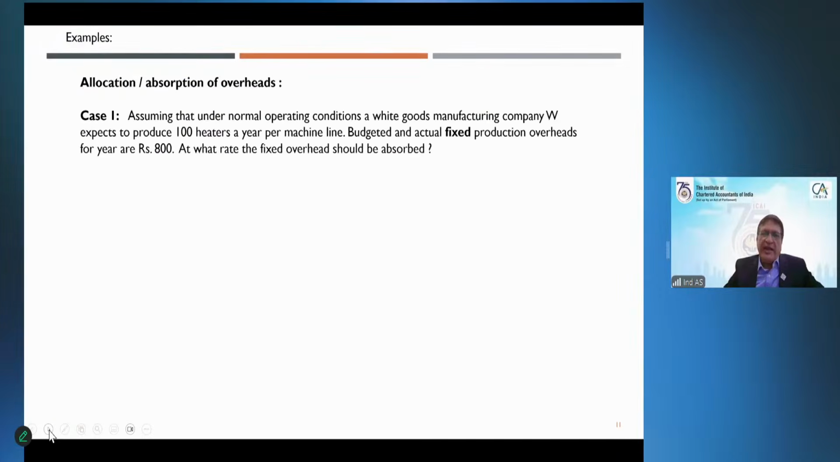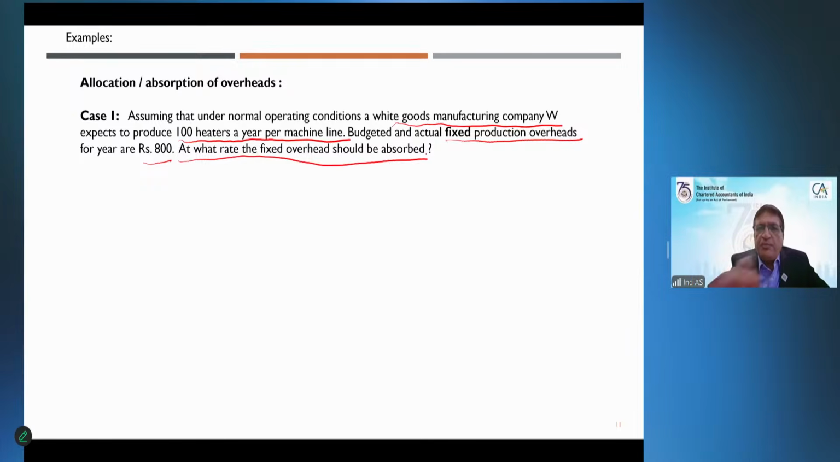Let us take an example. Say, for example, assuming the normal operating condition, a white goods manufacturing company W expects 100 heaters a year per machine line. So normally I'm able to produce 100 heaters. Budgeted and actual fixed production overhead for the year is 800. At what rate should the fixed overhead be absorbed?